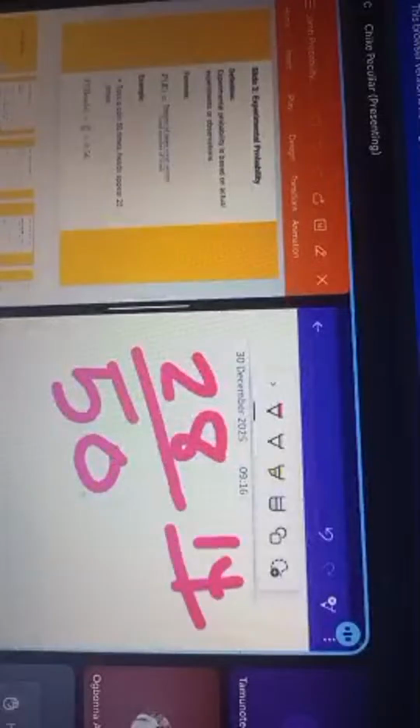All right. So take, for example, the example I put in my slide. If you toss a coin 50 times and the head appears 28 times, what's the probability of head? It's going to be the number of times head appeared, 28, all over the total number of events, which was the 50 times you tossed the coin, which will give you 14 over 25. And then doing the calculation, you have 0.56.